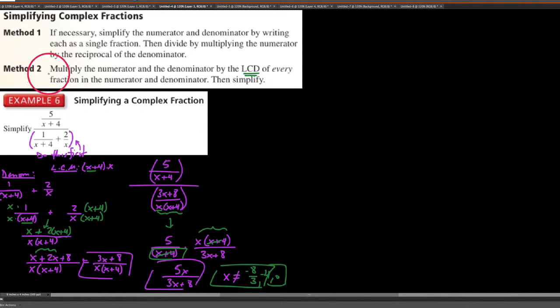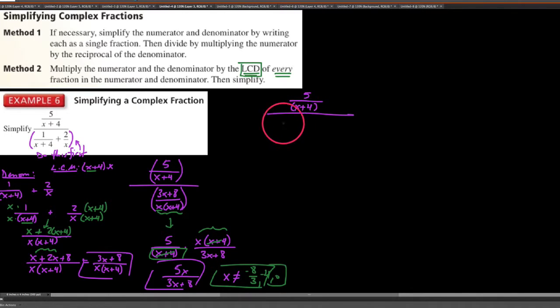And reading through this method 2, what it's asking us to do is multiply the numerator and the denominator by the LCD, or the least common denominator, of every fraction in the numerator and the denominator, and then we're going to simplify here. So what makes this a little bit different, and I like this method, I've got to be honest with you, is the fact that we're going to try to eliminate some of the fractions that we're working with here.